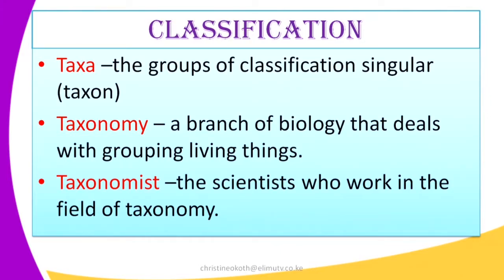Then, moving forward, we have what we call taxonomy. This is a branch of biology that deals with grouping of living things. Next, we go to taxonomists. These are scientists who work in the field of taxonomy. So it starts with taxa, the groups, then the branch of biology that deals with the taxa, then the person who studies that specific branch we call him or her a taxonomist.